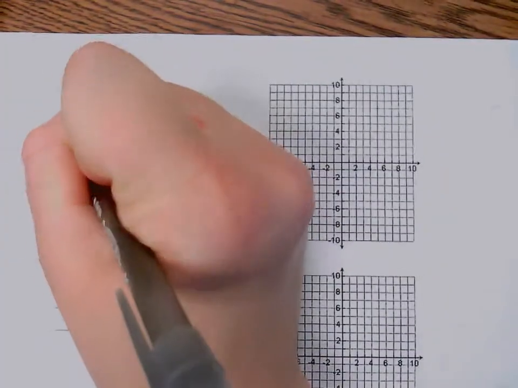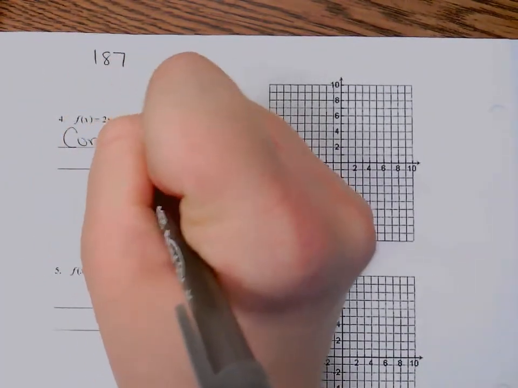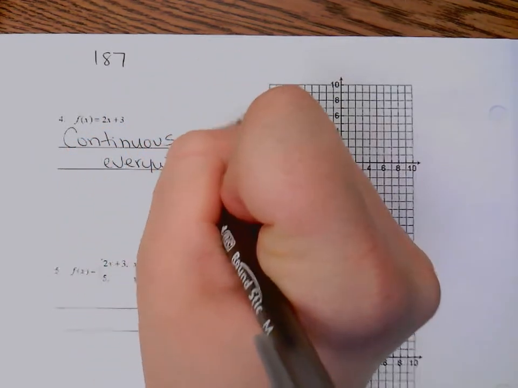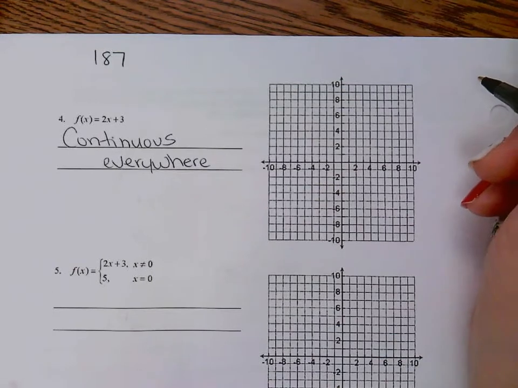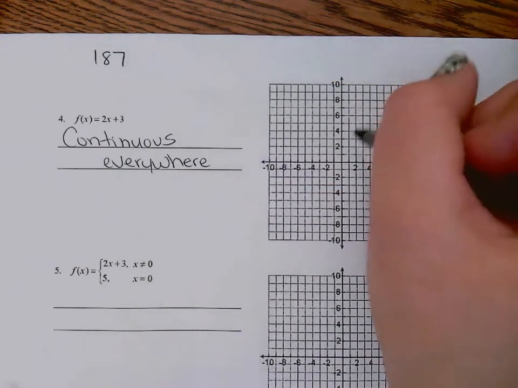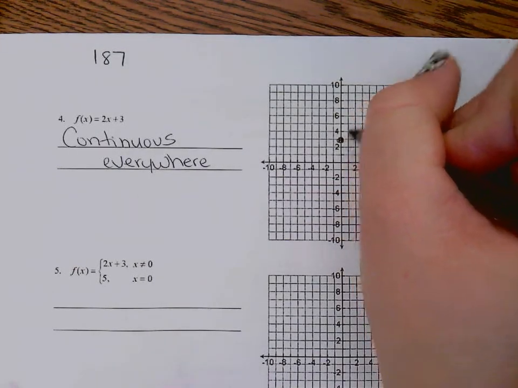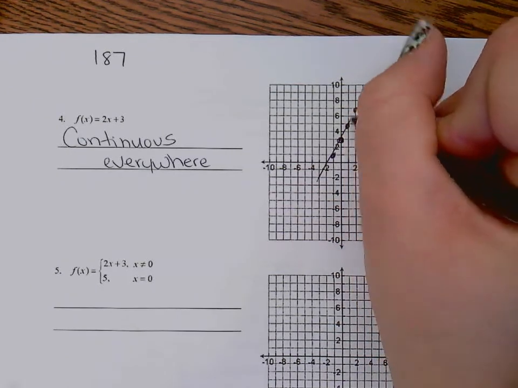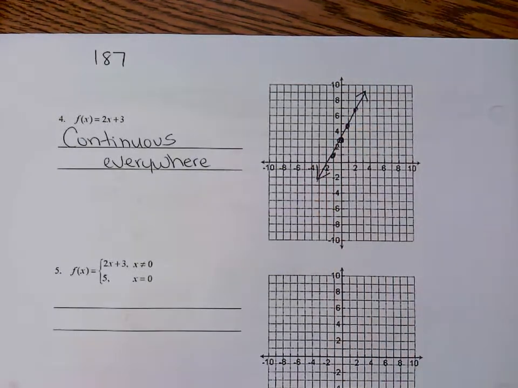So you could either say that it's continuous everywhere, or you could say there's no discontinuity, right? This is just a straight line. It has a y-intercept at 3 and a slope of up 2 over 1. So some functions are continuous. Most of the functions we've studied are continuous, right? Exponential functions are continuous. Quadratic functions are continuous. Linear functions are continuous.